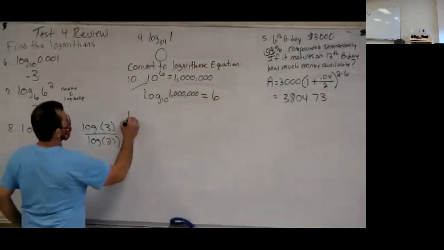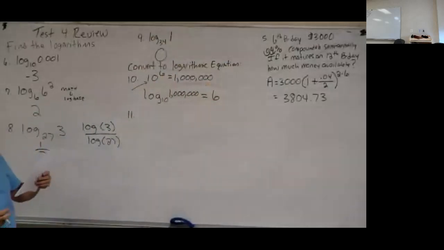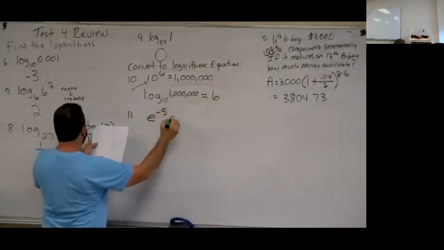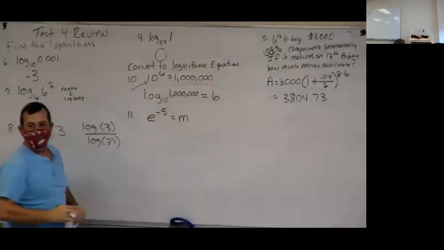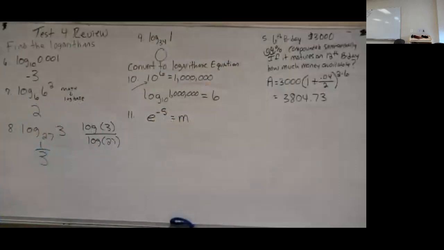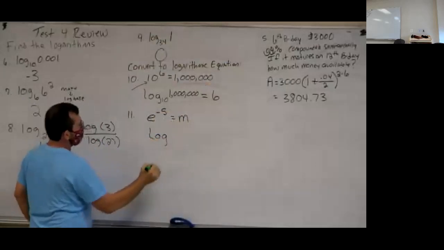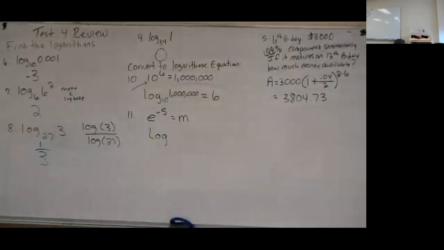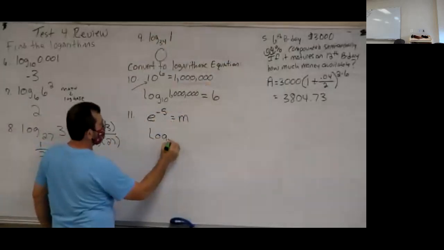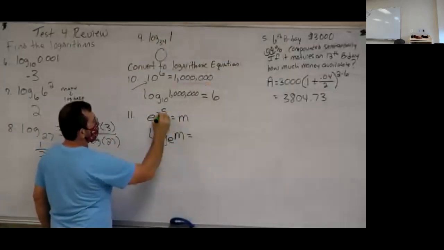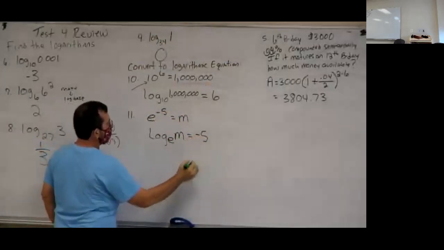So 2 of these. So my second one, oh, you know, they like to use these letters. So e to the -5 equals m. So they want me to write this with a log. So let me write log. My base is the e, right? Base e. My result is the m, and that's going to equal the exponent of a -5.